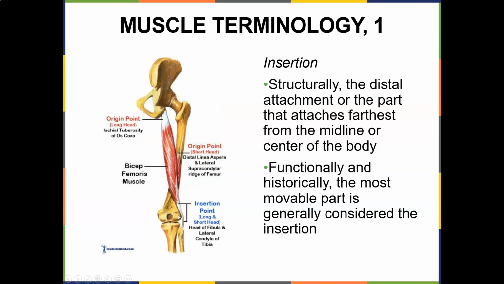So the insertion now, structurally the distal attachment, or the part that attaches furthest from the midline. Functionally, historically, the most movable part. So if you look at this hamstring here, biceps femoris, this is the origin. So that's not going to move, but when you bend your knee, then this will move. So the insertion moves closer.